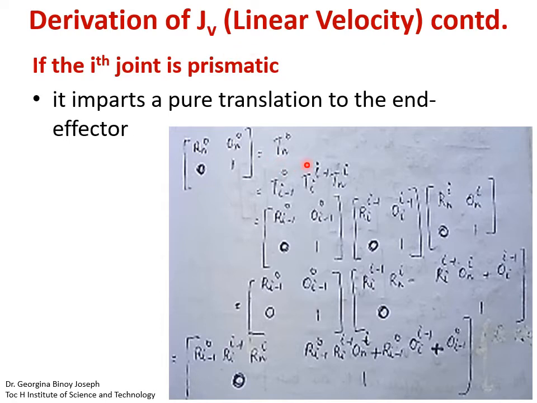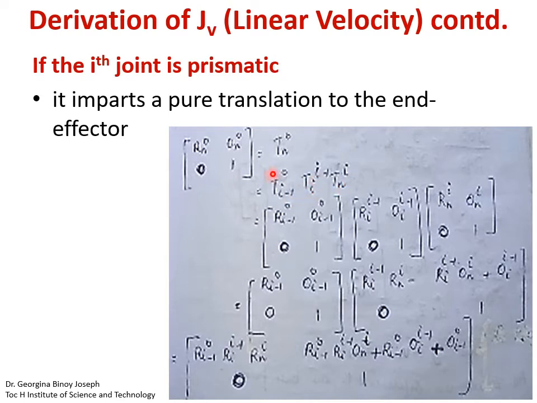So we can write Tn0, which we had seen in the first slide, in this form: our rotation matrix and the position vector of the origin, and this is the 0 vector and this is 1, that is the scalar. Now we can split this into 3 matrix multiplications: Ti minus 1 to 0, Ti to i minus 1, Tni.